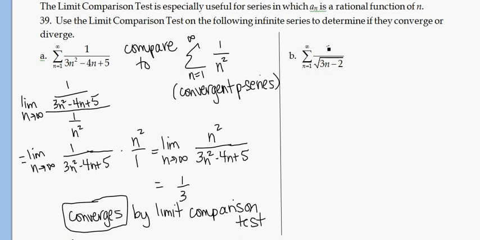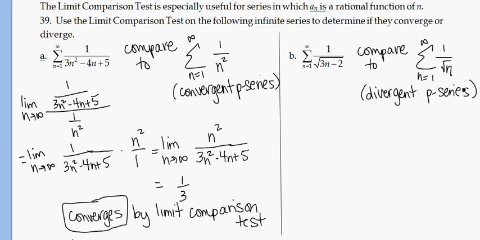Okay, let's look at another example. Again, ask yourself what you should compare this to. We can compare this to 1 over square root of n. Again, if you had the 3 in there, that's okay, because you in a sense could just factor that out. And what kind of series is this? It's a divergent p series since p is a half. So again, let's set up the limit.